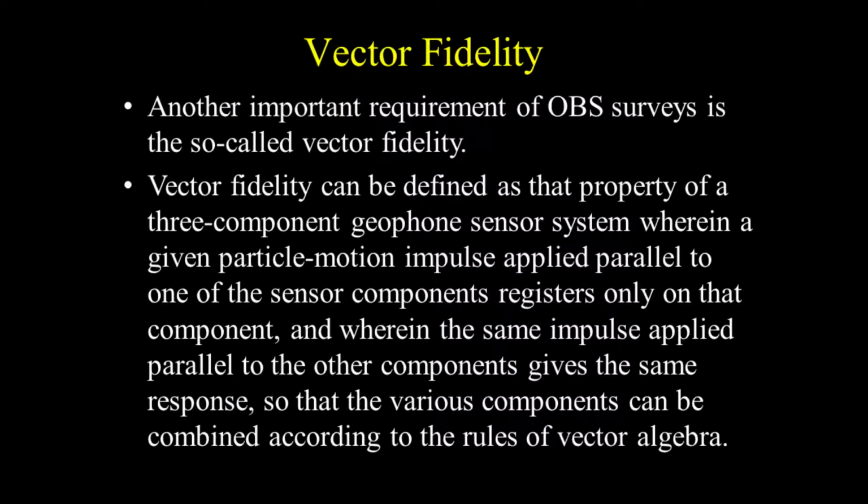Another important requirement of OBS surveys is the so-called vector fidelity. Vector fidelity can be defined as that property of a 3-component geophone sensor system, wherein a given particle motion impulse applied parallel to one of the sensor components registers only on that component, and wherein the same impulse applied parallel to the other components gives the same response, so that the various components can be combined according to the rules of vector algebra.